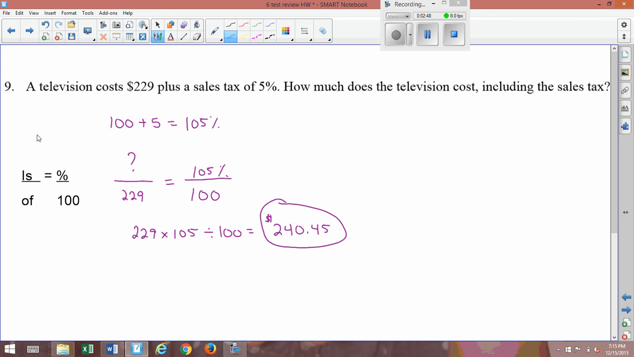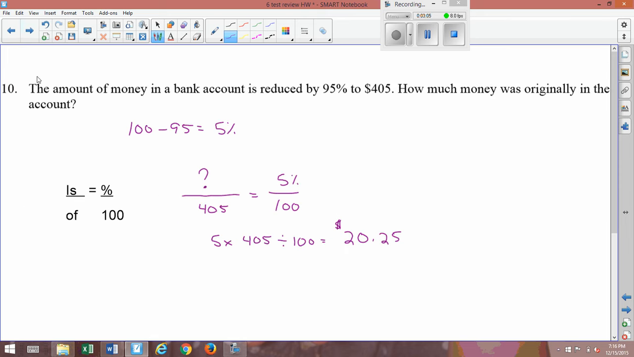A television costs $229 plus 5% sales tax. How much does the television cost, including tax? So we have 100% for the total cost of the television. 100% plus 5% is 105%. Crisscross divide, you get $240.45.